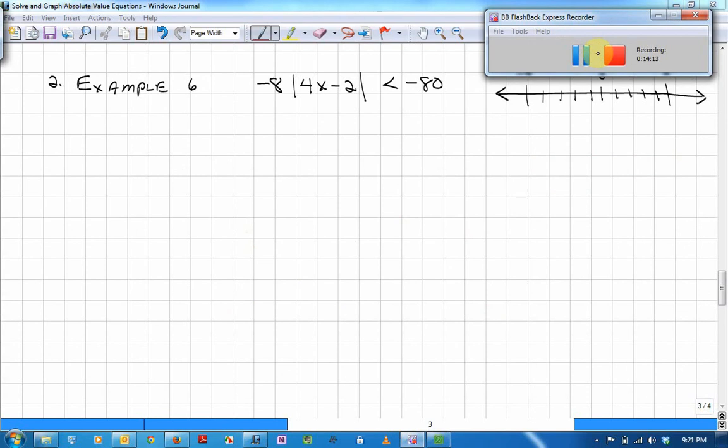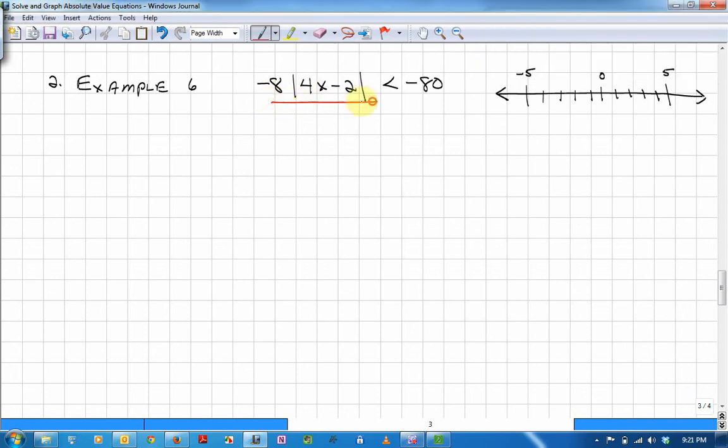All right, let's look at this example. The first thing I'm going to need to do on this is isolate the absolute value. So the first thing I'm going to do is divide both sides of this by -8. Now when I do that, I'm dividing by a negative number, so the direction of my inequality is going to switch. So this problem will become the absolute value of 4x minus 2 is greater than -80 divided by -8, which is 10. So now I have the absolute value isolated. I can start solving this.